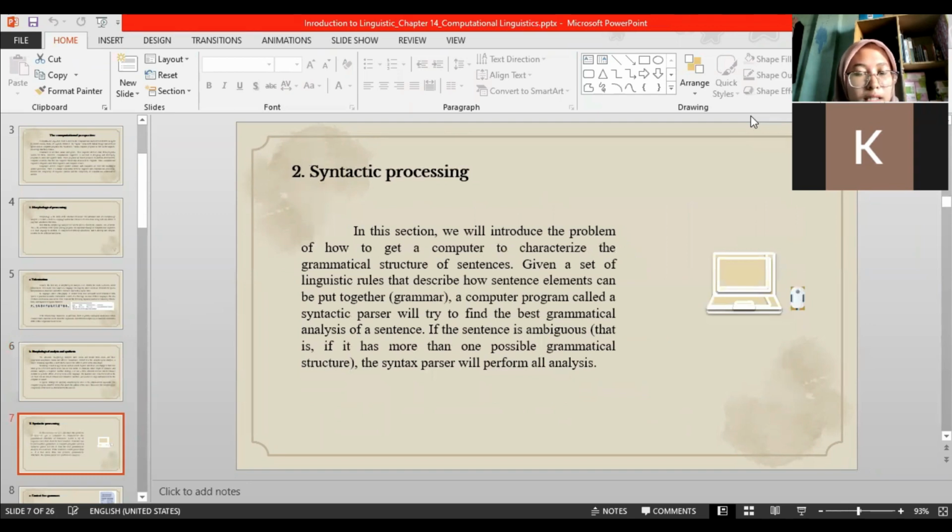Number 2, syntactic processing. In this section, we will introduce the problem of how to get a computer to characterize the grammatical structure of a sentence. Given a set of linguistic rules that describe how sentence elements can be put together, or grammar, a computer program called a syntactic parser will try to find the best grammatical analysis of a sentence. If the sentence is ambiguous, that is, if it has more than one possible grammatical structure, the syntax parser will perform all analyses.